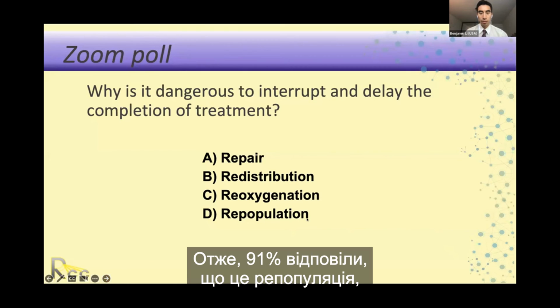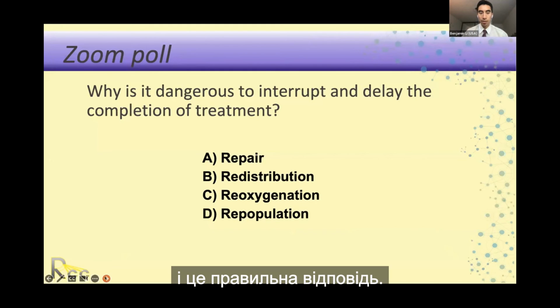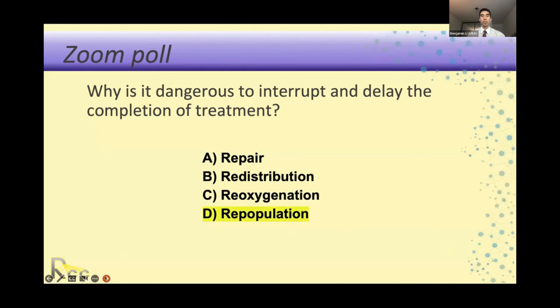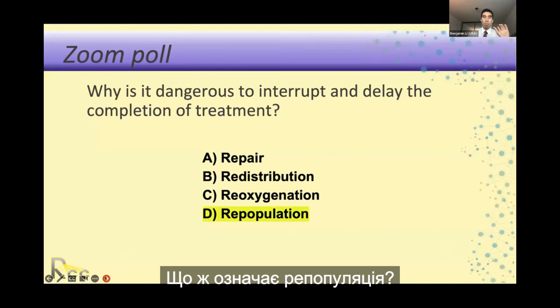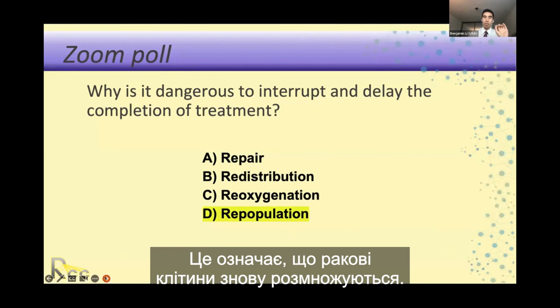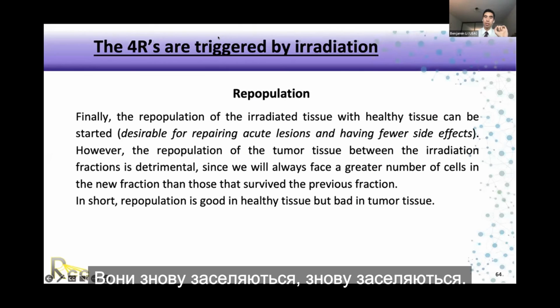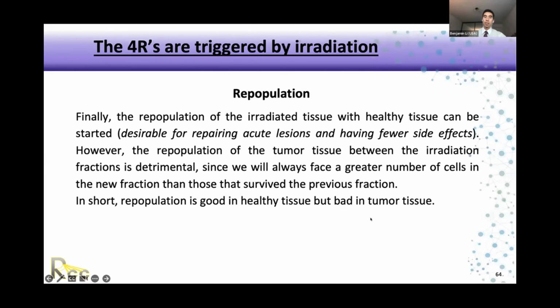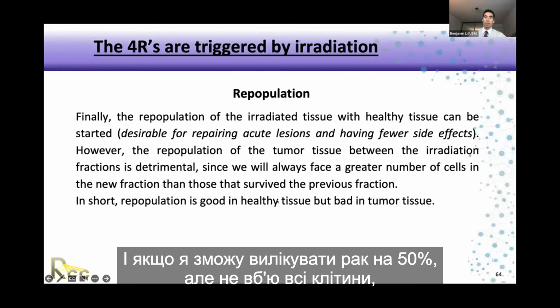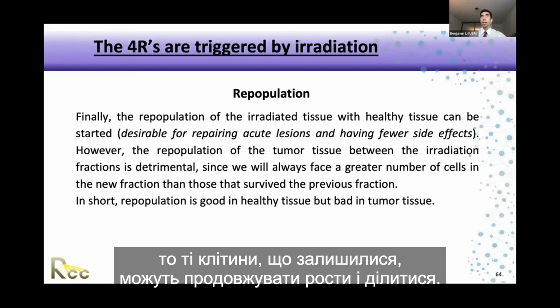So 91% said repopulation, and that's the correct answer. What does repopulation mean? That means that the cancer cells are growing back. They're repopulating, they're populating again. If I were to treat cancer 50% of the way, but I didn't kill all of the cells, those cells that are still there can keep growing and keep dividing.